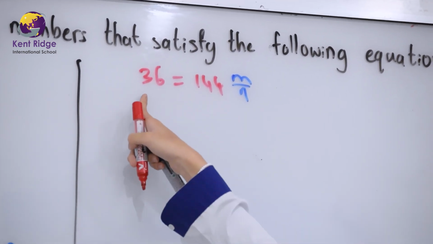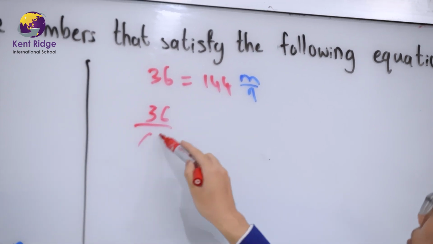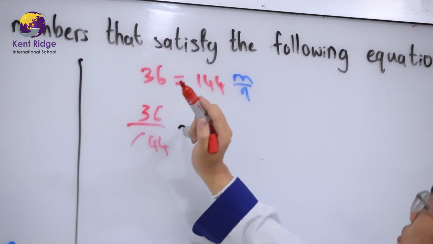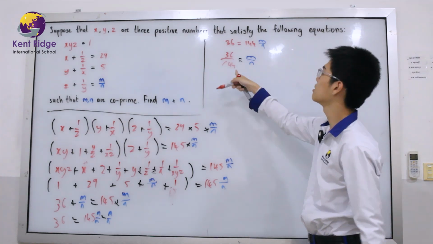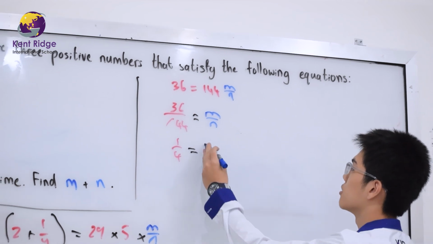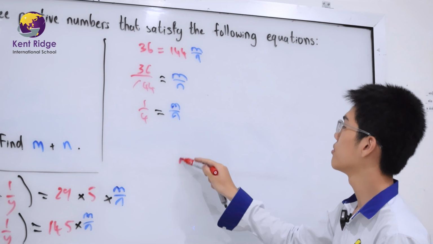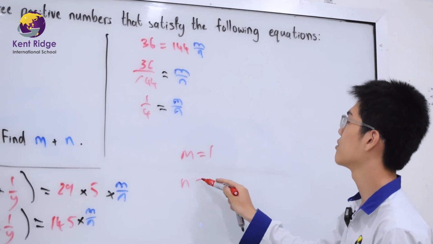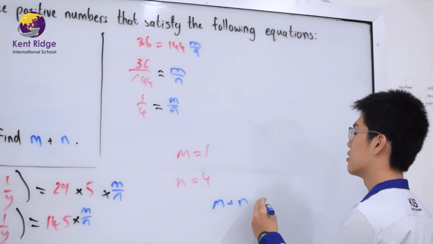Now we know what to do. Divide by 144, and we get 36 over 144 equals m over n. Of course, this can be simplified to 1 over 4 equals m over n. Now we can see that m equals 1 and n equals 4, and of course m plus n is equal to 5.